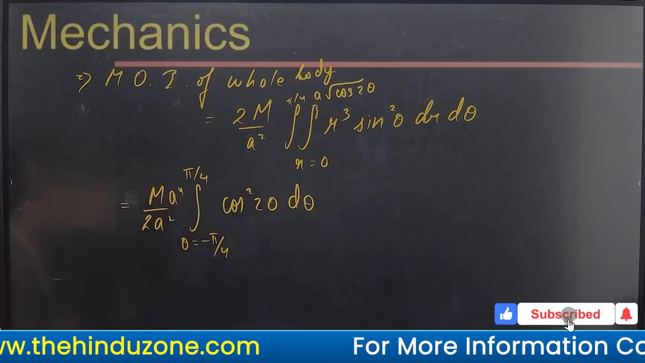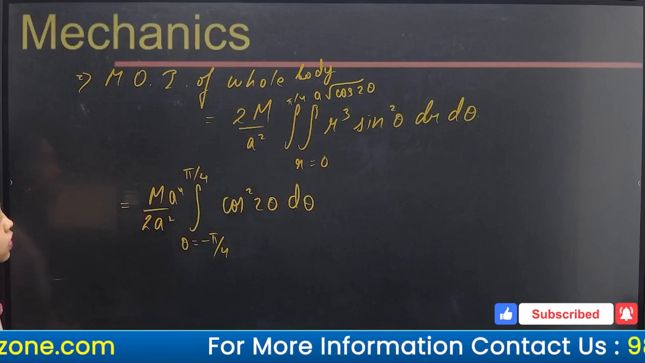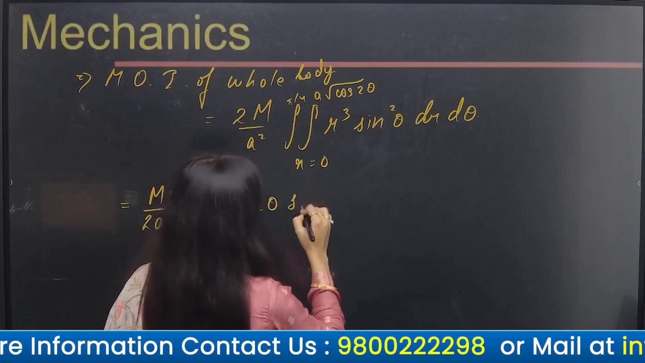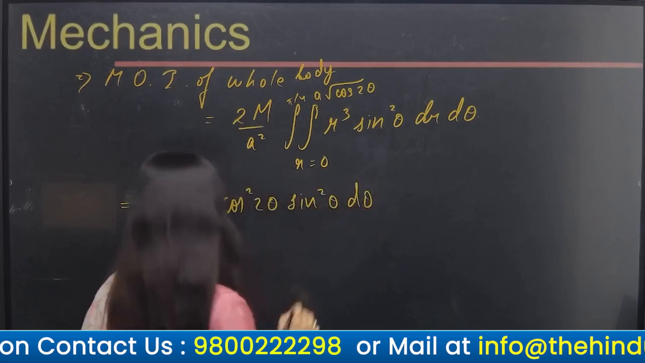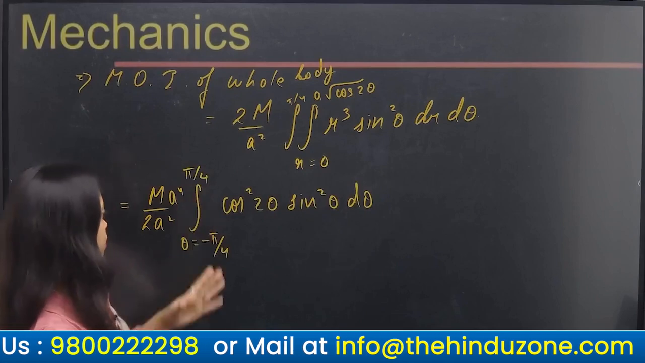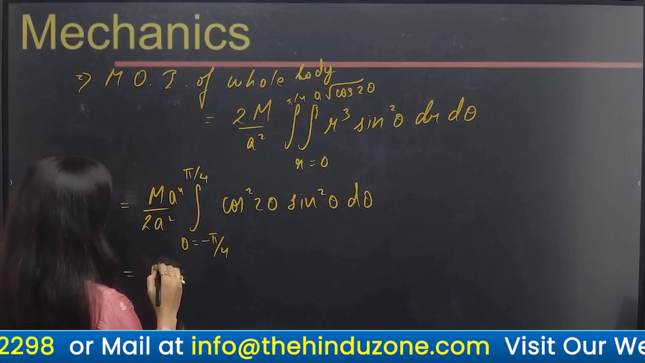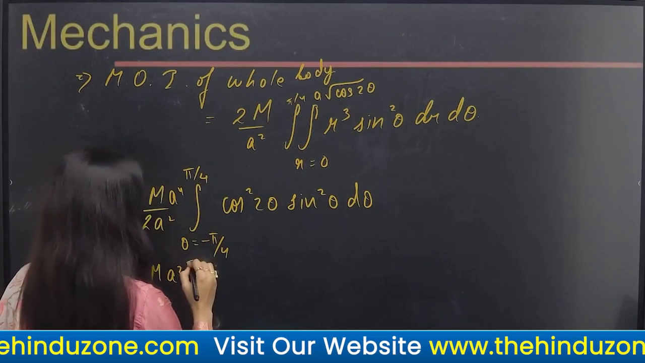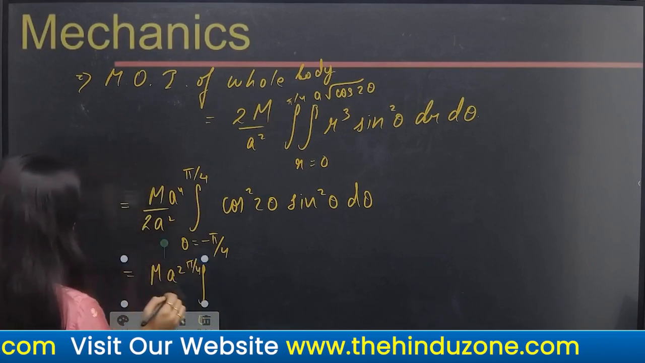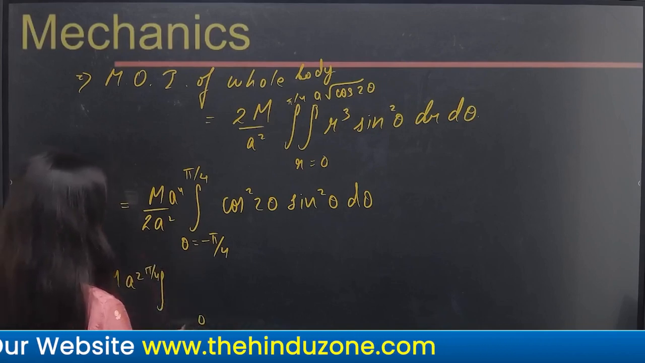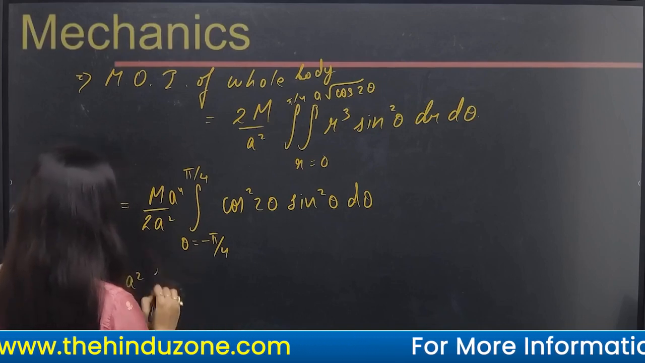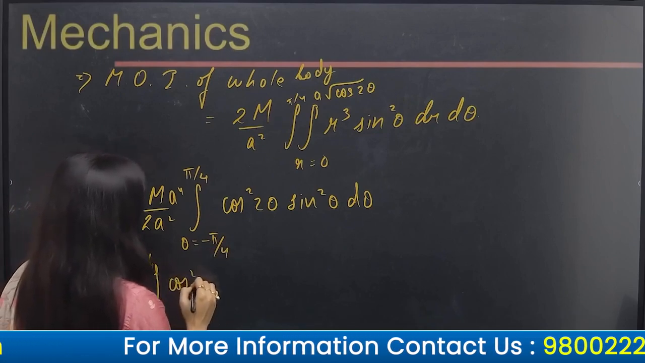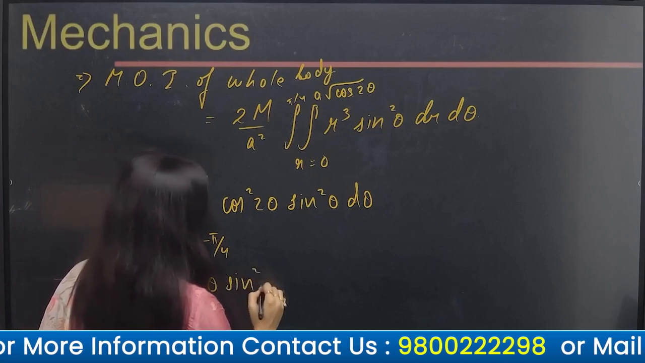Again, we are left with the sine square also. It is an even function of theta, so I can take this from 0 to pi by 4. With m a square, the 2 cancels and a square cancels. And this is cos square 2 theta sine square theta.